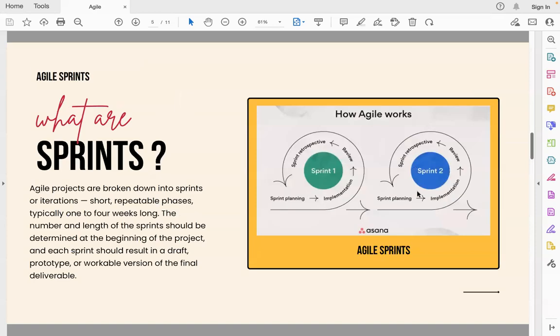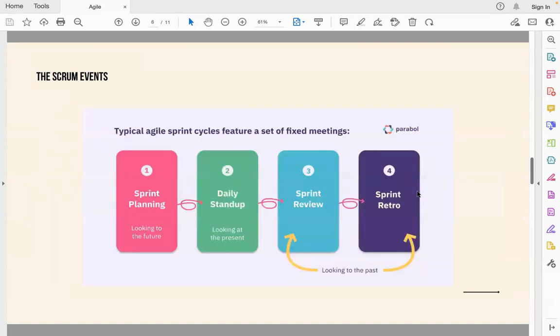We always hear about sprints when we speak about Agile. So what are sprints? They are short, repeatable phases, typically 1 to 4 weeks long. They break down the project into bite-sized chunks, and the teams plan a single sprint at a time and adapt future sprints based on the outcome of the previous ones. So while each sprint is planned separately, the number and length of the sprints in our project should be determined in the beginning.